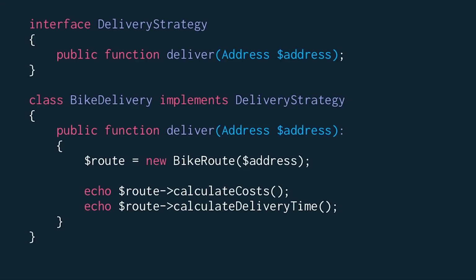So for example, the bike delivery is using a bike route to determine the cost and delivery time. This way we can deliver it and we know how long it took. We don't really care how it happens. It doesn't really matter what kind of code it does, as long as it's delivering something.